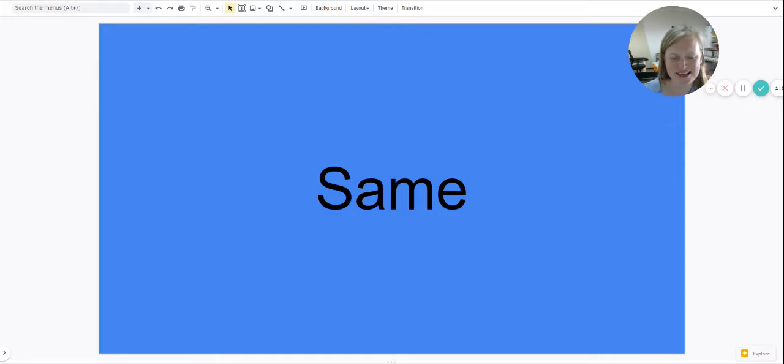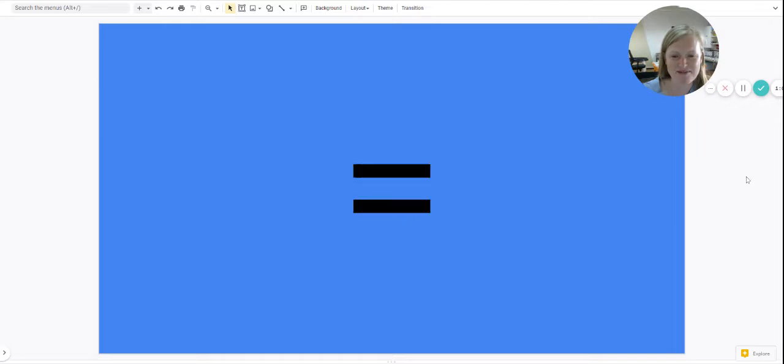There is a special symbol for equals in maths. Can you remember what it is? Can you remember what it looks like? Yes, well remembered. This is the equal symbol. It's very important. So today we are investigating equal or the same.